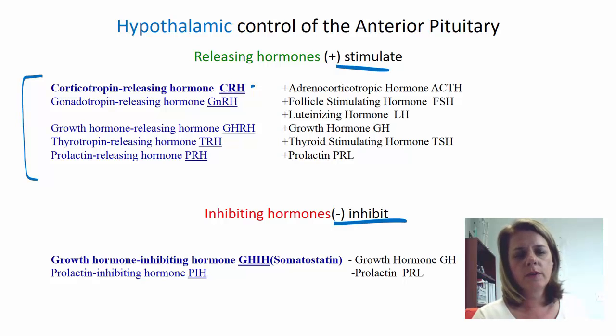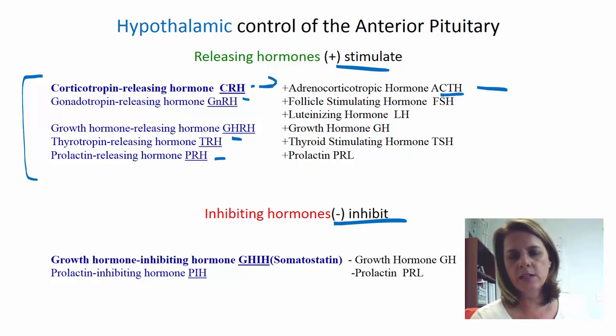You have gonadotropin releasing hormone, GnRH. You have growth hormone releasing hormone, GHRH. You have thyrotropin releasing hormone, TRH, and prolactin releasing hormone, known as PRH. So what CRH does, it causes the stimulation of ACTH.